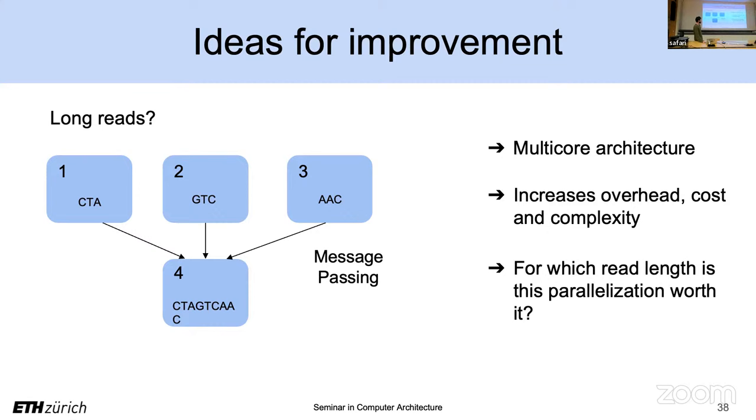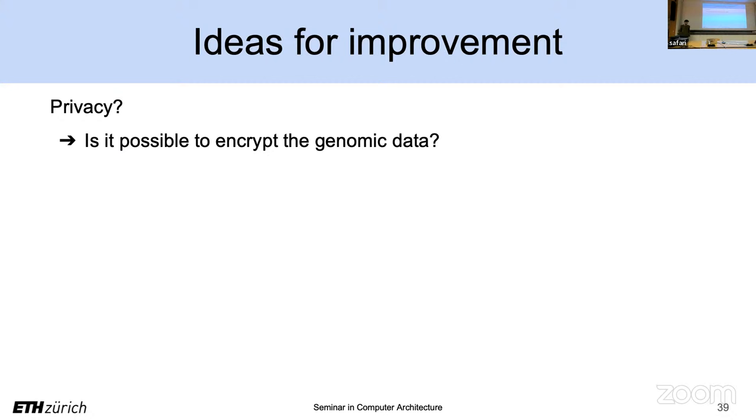Okay, and then perhaps the last point of these improvements. We talked about privacy. So I ask myself, and I really don't know a lot about encryption to be fair, but is it possible to encrypt all this data just as a first step? And what could be the problem, at least for somebody that does not know a lot about this? Perhaps there are some ideas here also.